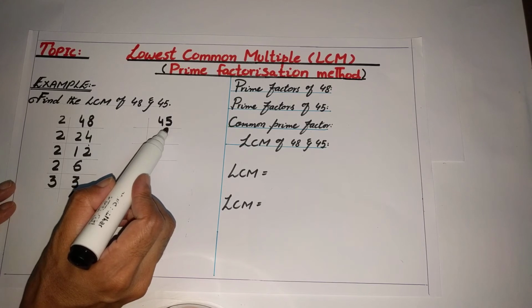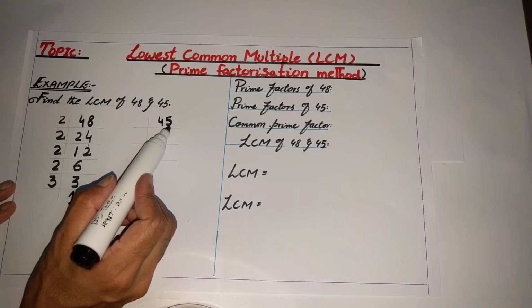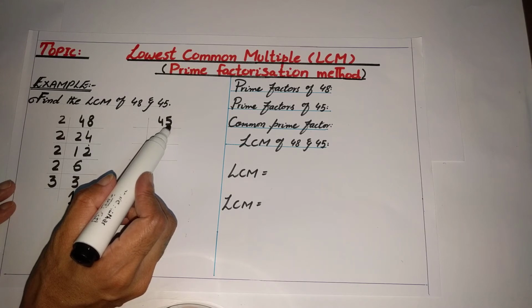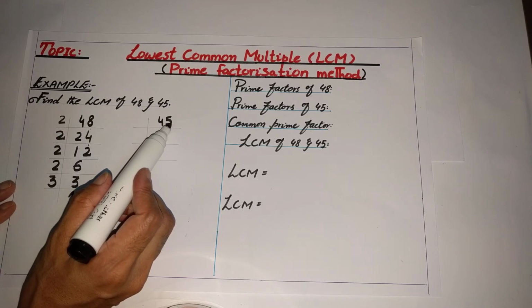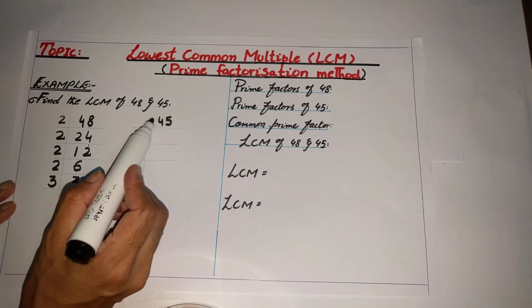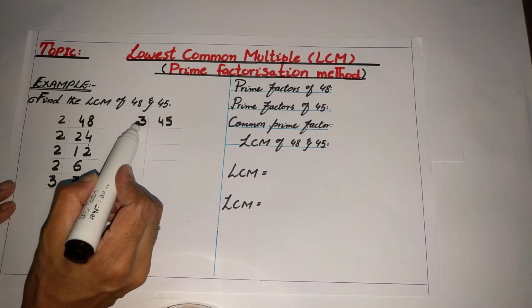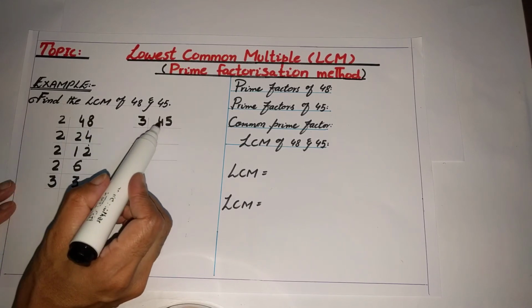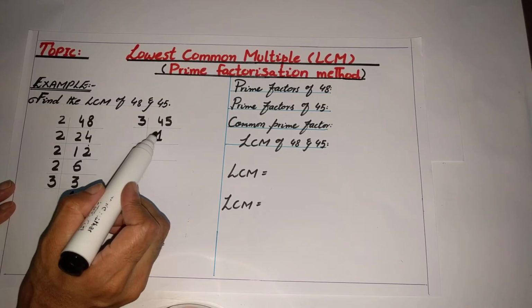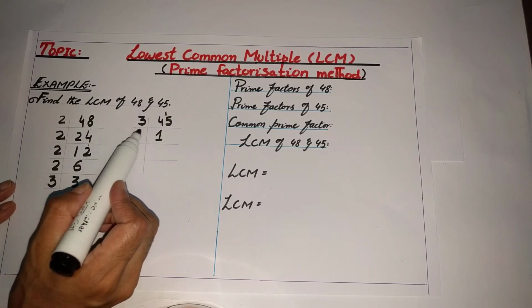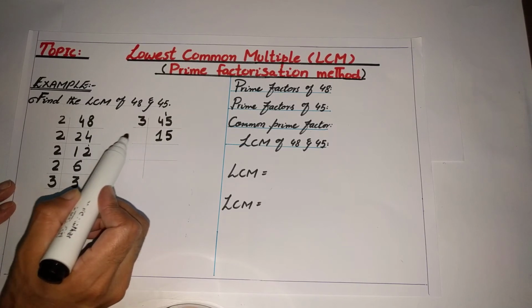Last digit is 5. Check it by the prime number 2. It's not divisible by 2 because 5 is not an even number. Let's check it by 3. Yes, it's divisible by 3. Why? Because 4 plus 5, the sum of the digits, is equal to 9 and 9 is divisible by 3. It means 45 is also divisible by 3. Now 4 is not divisible by 3, so we will choose a smaller number. 3 ones are 3, 1 left. 15, 3 fives are 15.